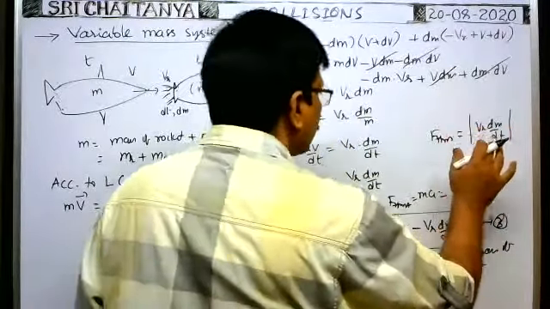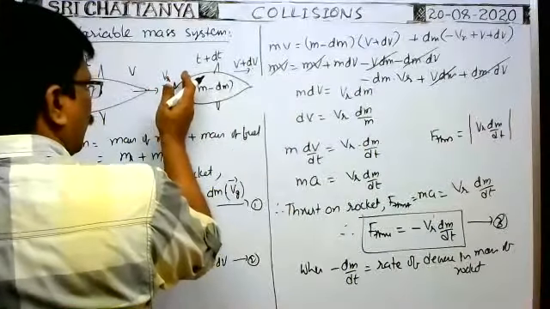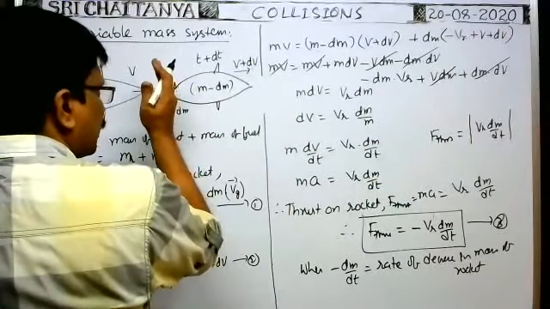Thrust is always opposite to the direction of the relative velocity of the hot gases with respect to rocket.